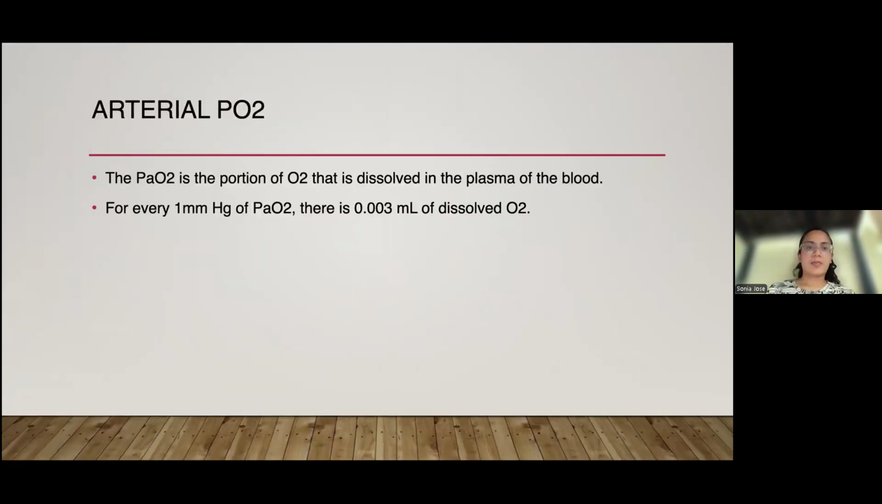So arterial PaO2 is the portion of the O2 that is dissolved in the plasma of the blood. For every 1 mm Hg of PaO2, there is 0.003 ml of dissolved O2. I think it is mentioned in some other chapters also, and there are some calculations regarding that in other chapters. Okay.